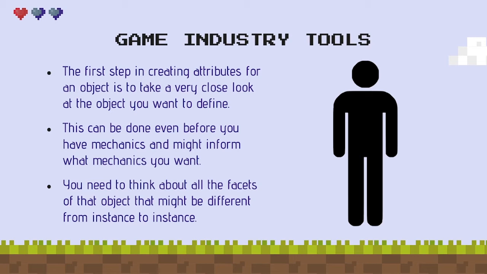So you need to think about all the facets of the object that might be different from instance to instance. So basically, kailangan mong isipin ngayon what will be the different attributes that you can assign to this very generic person. So let's say for example, sabihin na natin I want to add a strength attribute para dito sa very generic person na to.